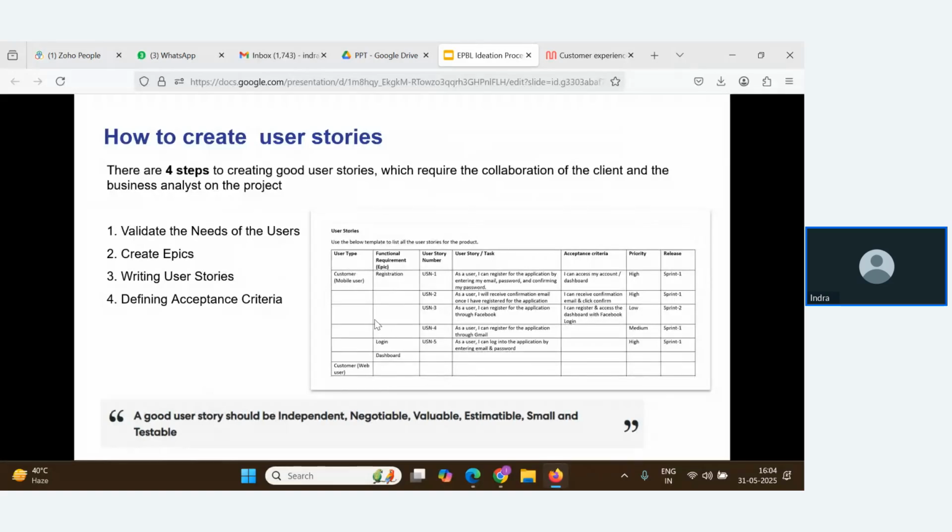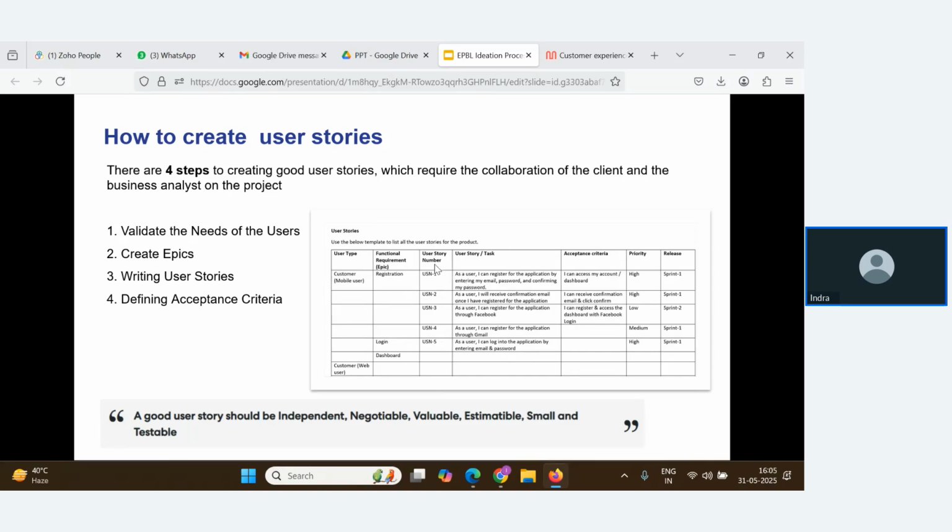First, we have user type. In the user type, you mention who is using the feature, whether it is a mobile user, web user, or what. Then functional requirement. This functional requirement is your epic. This is a bigger task. Here it is mentioned registration. Just imagine, let's say you want to do data cleaning. This is nothing but the larger goal that the user story falls under.